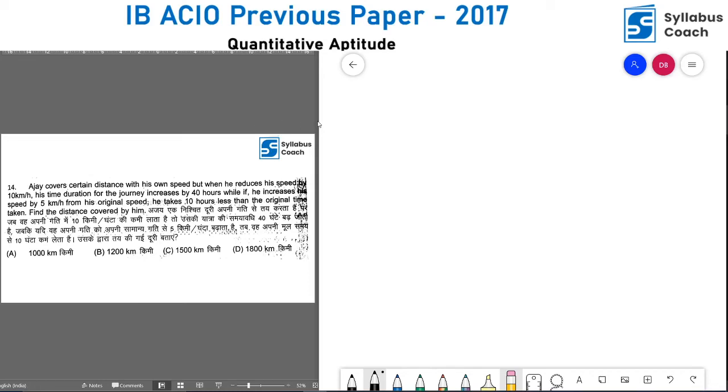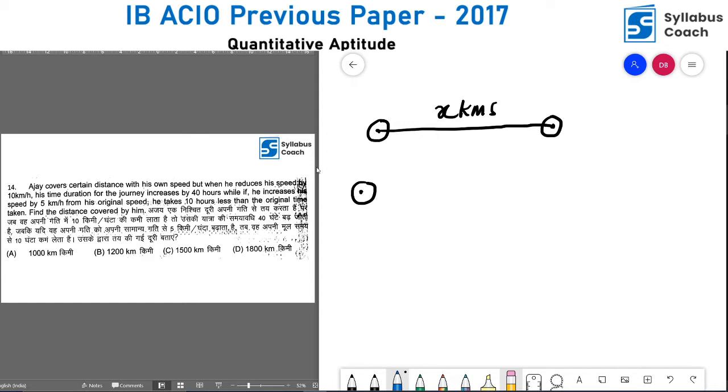Let's start with the next question. Assume that Ajay is traveling between two places whose distance is x kilometers. In the first case, in the question that is mentioned, Ajay covers a certain distance with his own speed, but when he reduces his speed by 10 km per hour, what happens? His time duration for the journey increases by 40 hours.